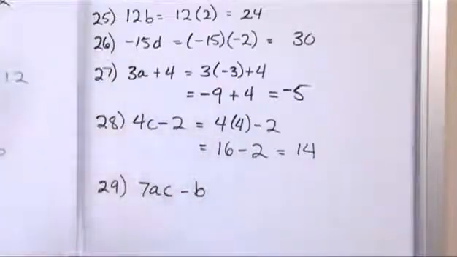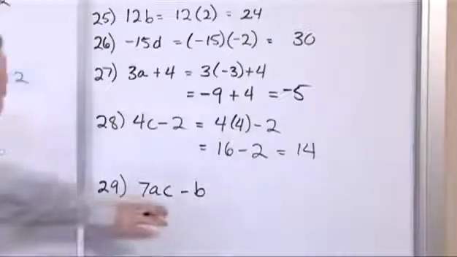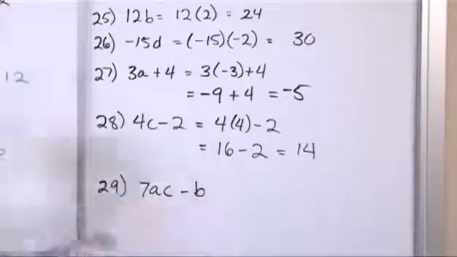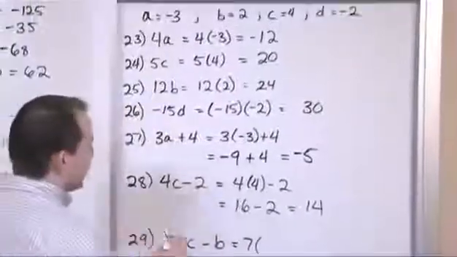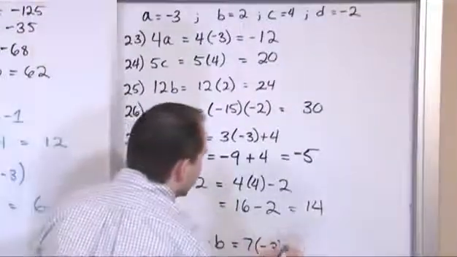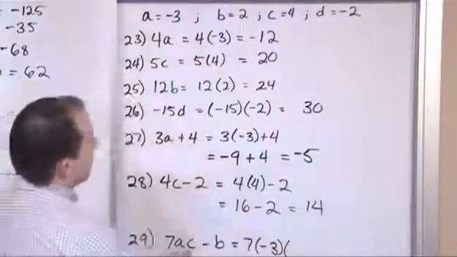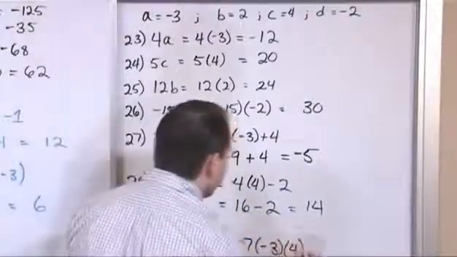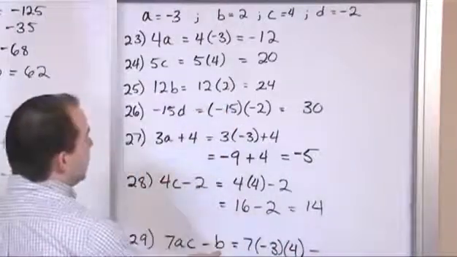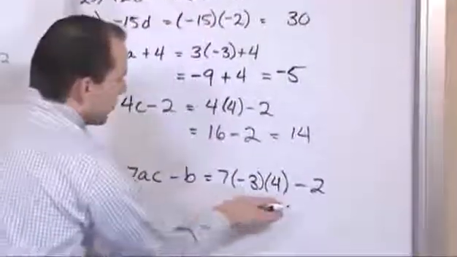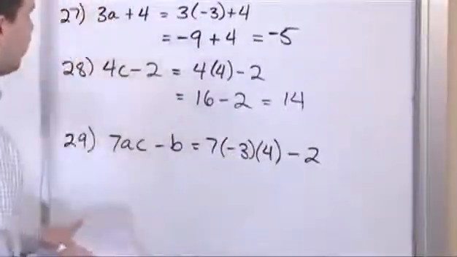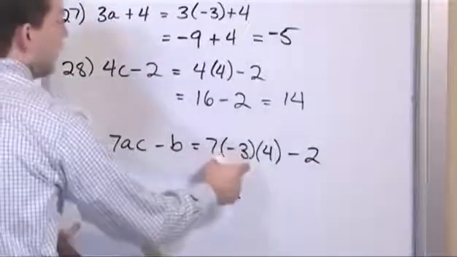So it looks complicated. It looks like an algebra thing, but really you're just plugging in values for what you know. And in this case, you know the value of a. The value of a is a negative 3, so we'll put a negative 3 up there. You know the value of c, that's 4. And we're subtracting the value of b, which is 2. And so again, you always work on your multiplication before you work on your addition or subtraction. So let's work on these two numbers first.